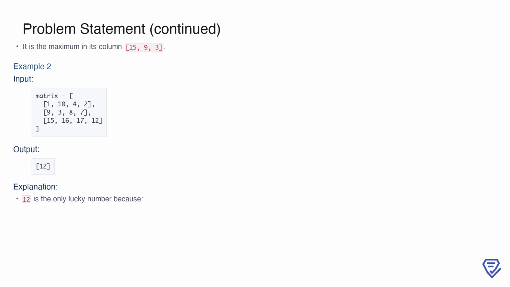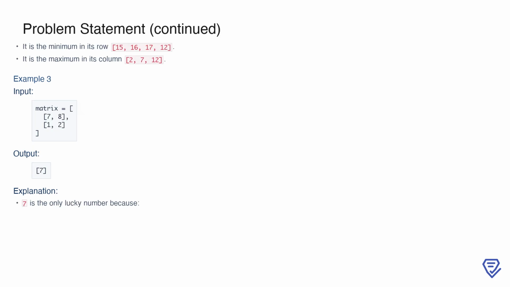Now, let's analyze another example. Take this 3 by 4 matrix: 1, 10, 4, 2; 9, 3, 8, 7; 15, 16, 17, 12. The output here is 12. To see why, note that 12 is the smallest element in its row, 15, 16, 17, 12. So, it satisfies the first condition. Next, we examine its column, 2, 7, 12, where 12 is the largest value. Thus, 12 meets both criteria to be a lucky number.